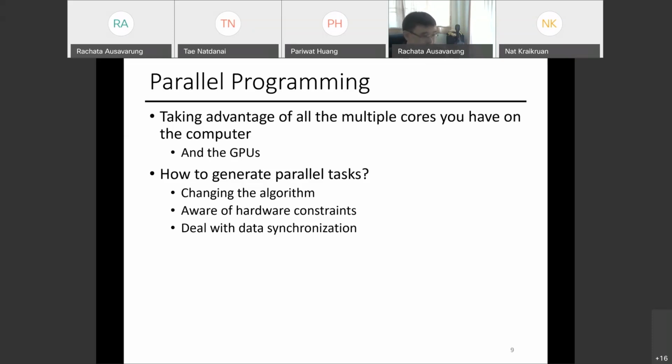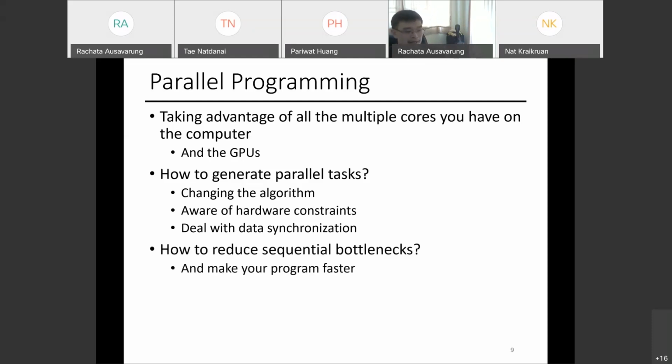At the same time, you need to be aware of the hardware constraints and deal with things like data synchronization. So another big concept is how to reduce sequential bottlenecks. I think there's one of you here who took Professor Kanat's advanced algorithms class last semester. If you did, you would realize that one of the problems people who work on parallel programming have to solve is how to get rid of these sequential bottlenecks.